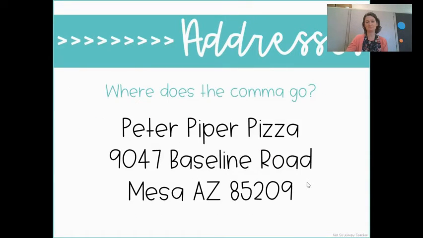Okay. So if we're looking at this address for Peter Piper Pizza, 9047 Baseline Road, Mesa, Arizona, 85209, where will the comma go? Remember, it always goes between the city and the state, and that's the last line. Mesa is the name of the city, Arizona is the state, so we're going to put the comma right here. And then the zip code, the 5-digit zip code.